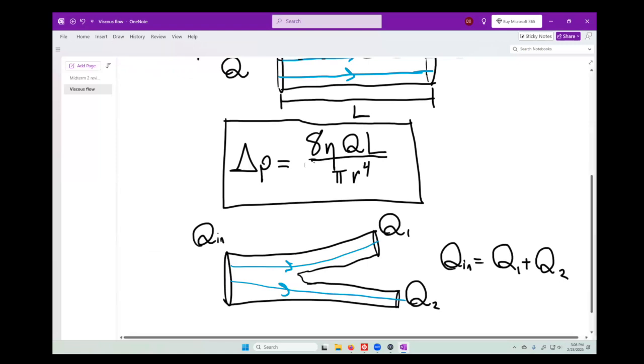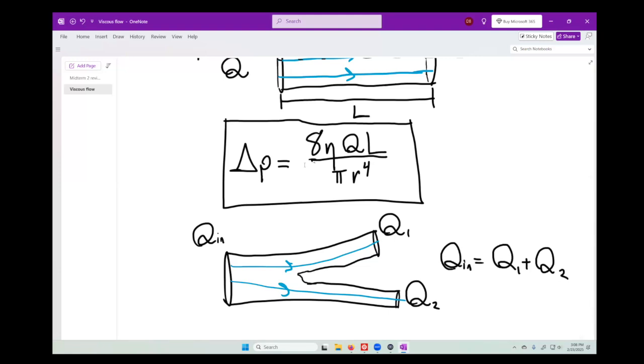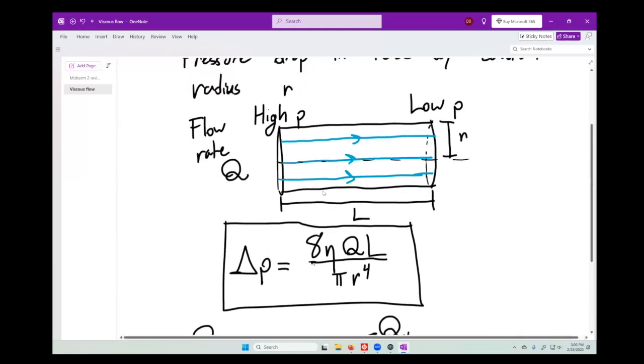So, for example, in the circulatory system, you have large blood vessels that branch off into smaller blood vessels. The flow rate doesn't stay constant. If you look at, for example, the arterioles versus the aorta, it's only some tiny fraction of the total flow through the aorta that's making it to each arteriole. So you need to work out what the flow rate is in each branch of your tube in order to work out what the pressure drop is across that specific part of the tube. But other than that, this is pretty much just an equation that we can plug into.